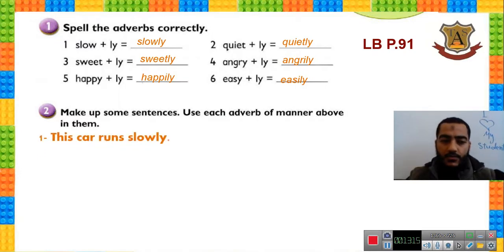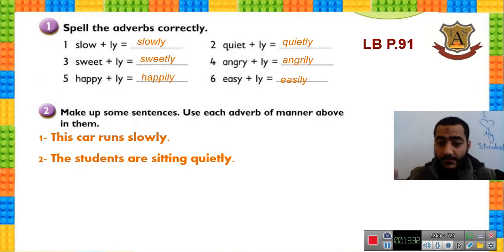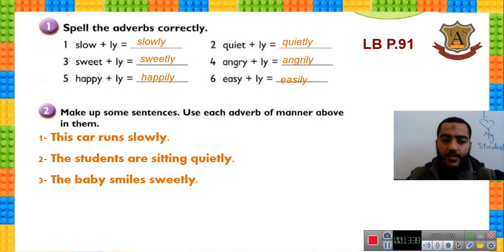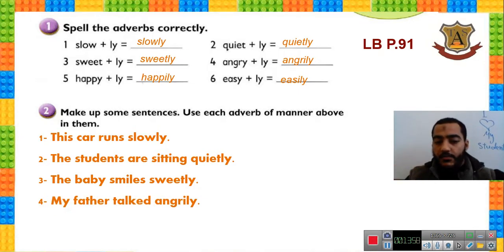Okay, number one, let's see what's the sentence. This car runs slowly. Slowly is an adverb. Two, the students are sitting quietly. In the class, for example. Number three, the baby smiles sweetly. Sweetly is an adverb. Why? It tells us more about smile. And smile here is a verb. Okay. Four, my father talked angrily. Angrily is an adverb.